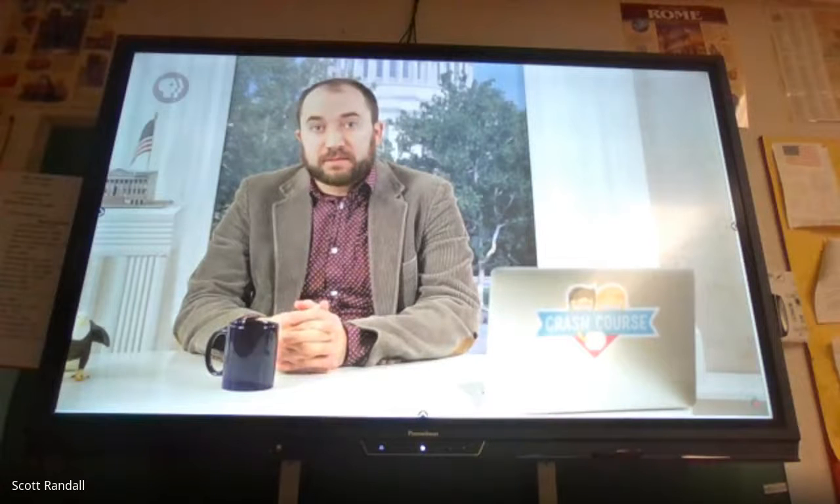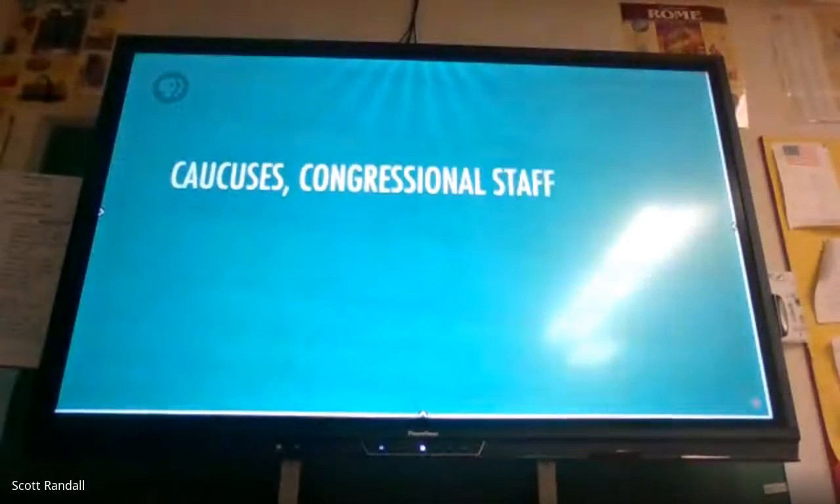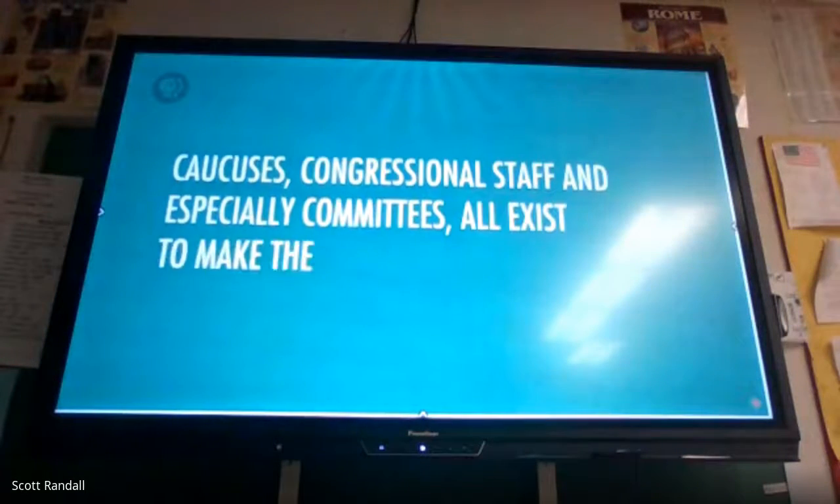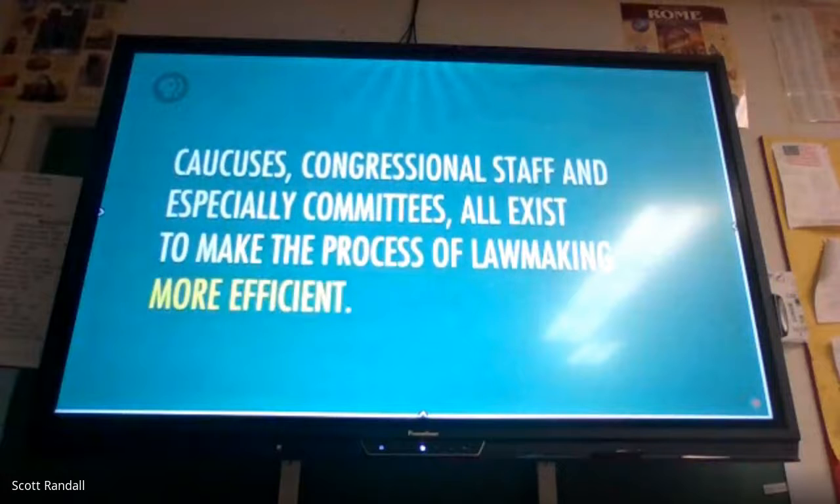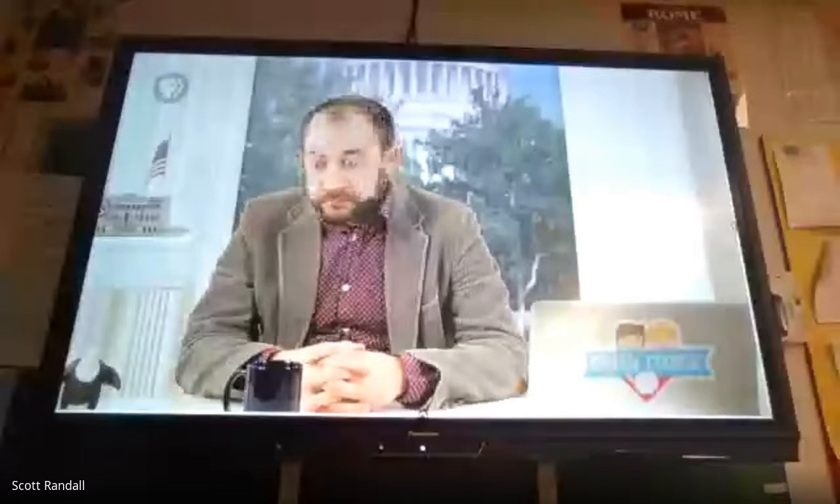There are a lot of terms and details to remember, but here's the big thing to take away. Caucuses, congressional staff, and especially committees all exist to make the process of lawmaking more efficient. In particular, committees and staff allow individual legislators to develop expertise. This is theory, anyway.